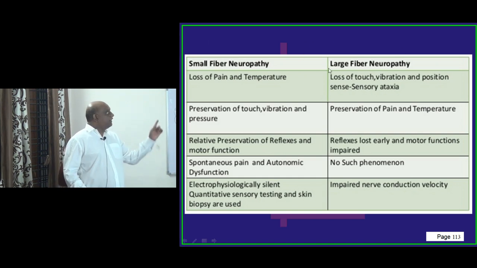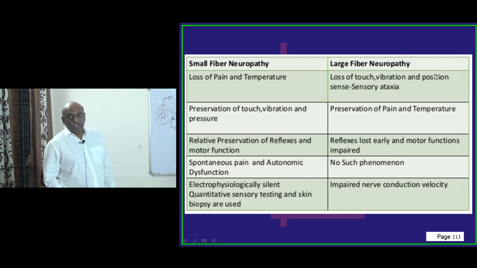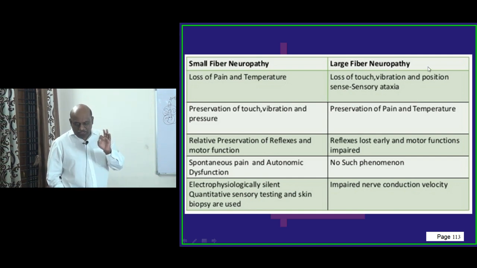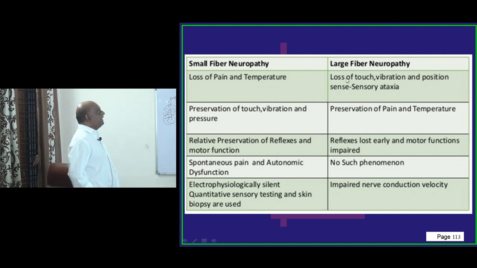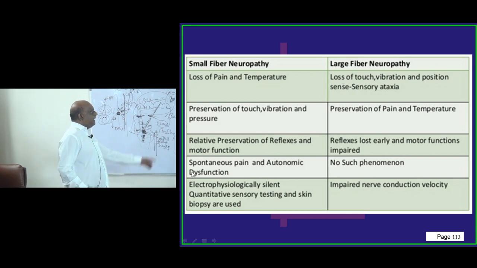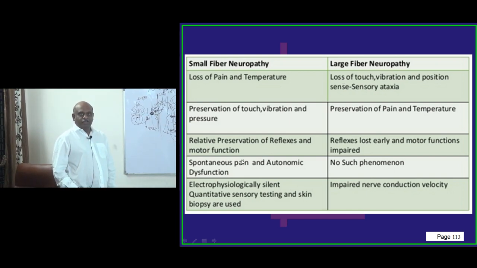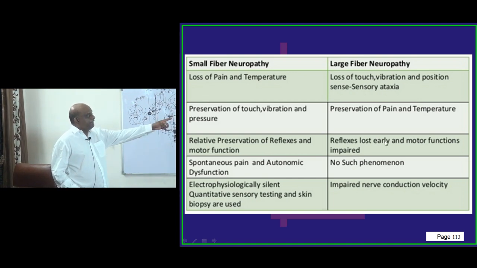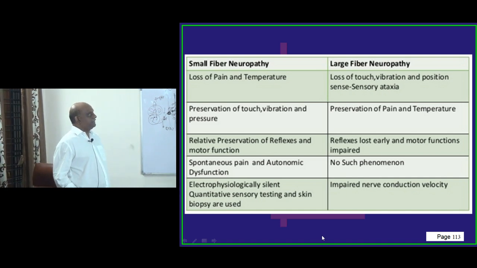So how do you differentiate the two? In small fiber, there is loss of pain and temperature. In large fiber, there is loss of vibration and position, which is very important. Then reflexes and motor function are preserved in small fiber neuropathy, and reflexes are lost very early and motor functions are impaired in large fiber neuropathy.